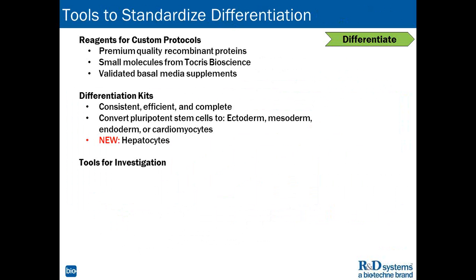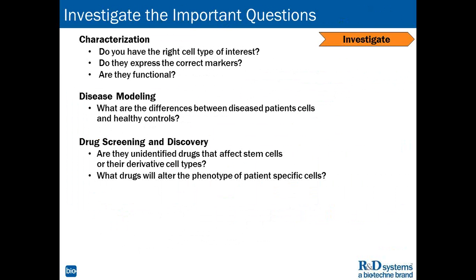So now that you have the tools to be able to differentiate your cells into these different cell types, it's really important to then have tools to be able to investigate them easily, because you really want to get at the answers to whatever questions you might be interested in your research. So some of the important questions that you might have for investigating these cells are, first of all, characterization of the cells. So it's really important to know you have the right cell type. Are they expressing the correct markers? Are they functional, like some of the data that I showed you for the differentiation kits? But additionally, these type of tools can also help you to optimize your own custom protocols.